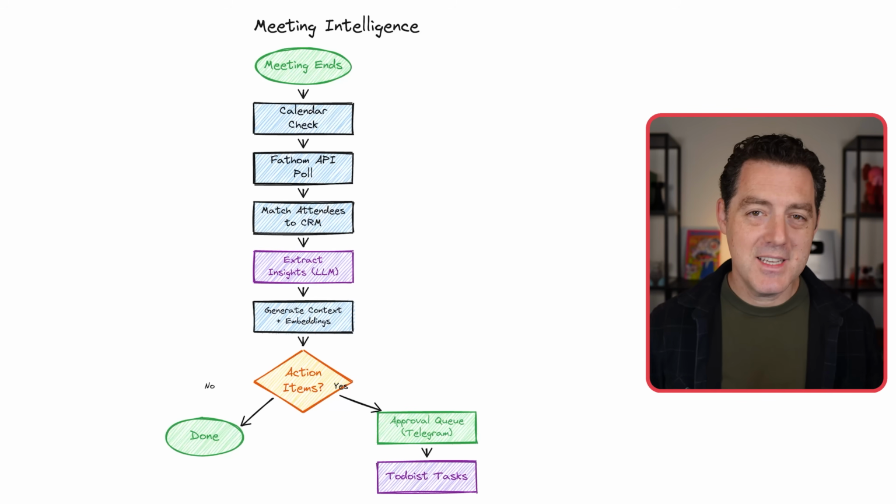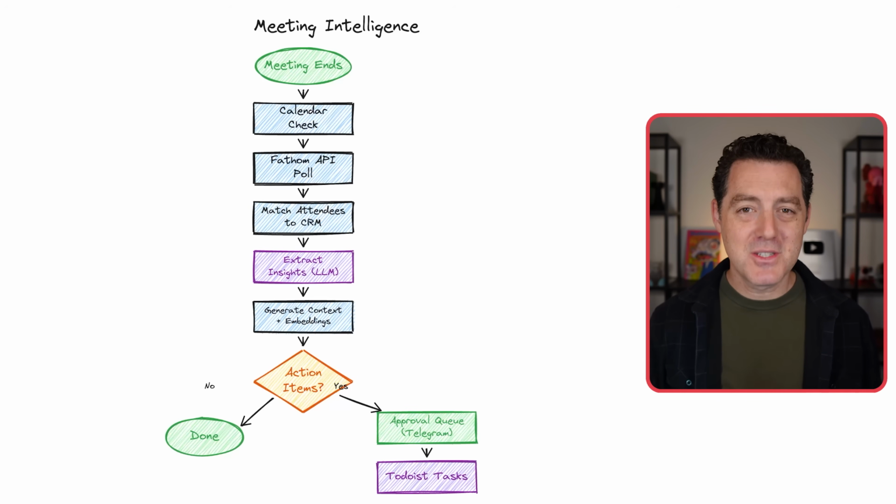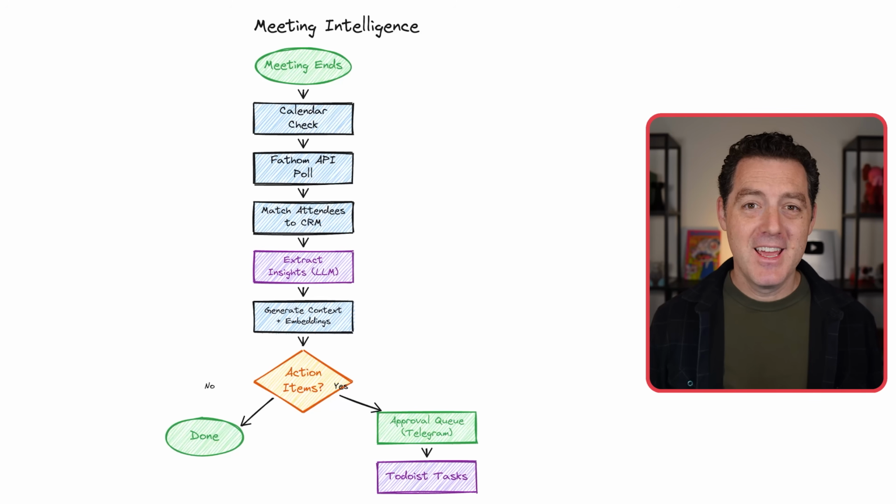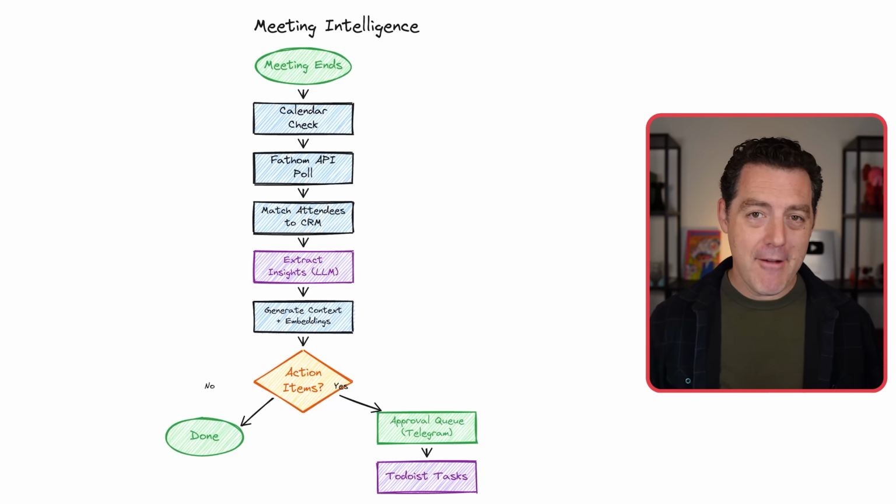All right, next is meeting intelligence. I talked about this briefly in the previous video, but it has gotten so much better now. And again, it just ties everything together. Everything gets stored in the CRM. HubSpot gets updated when necessary. It's so cool. Check this out.